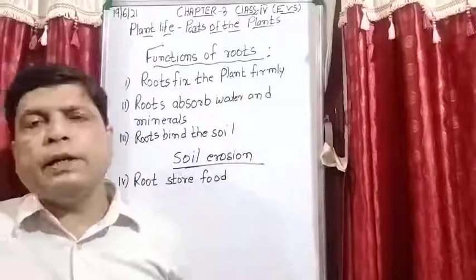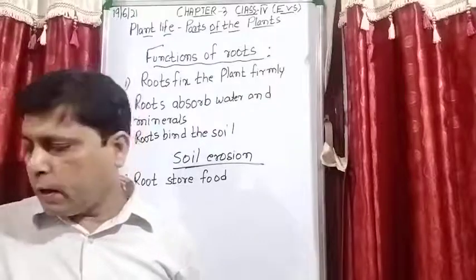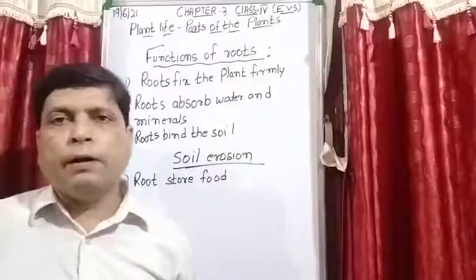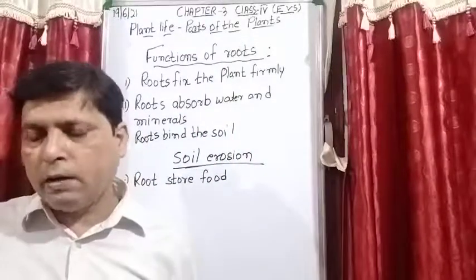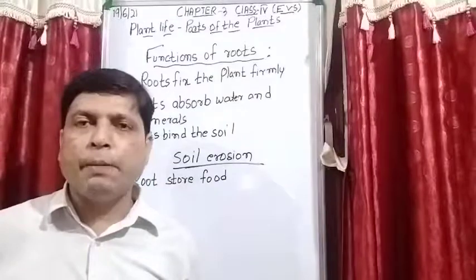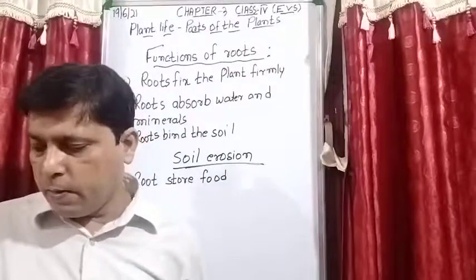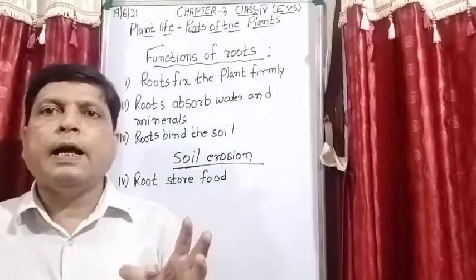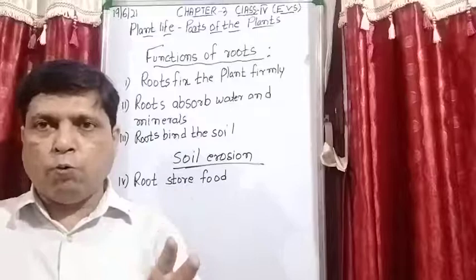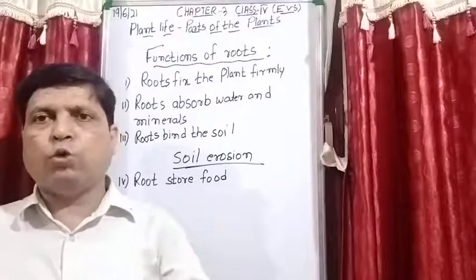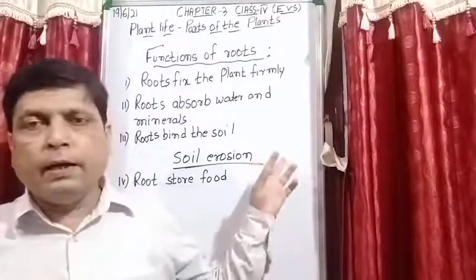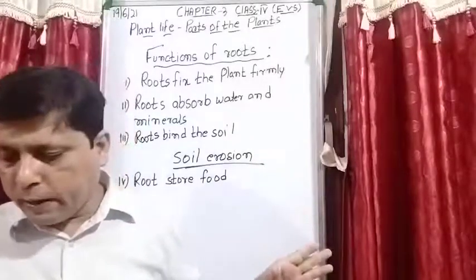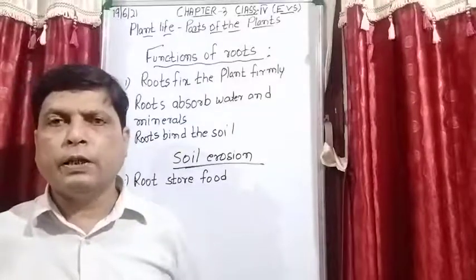So let's do a little recapitulation. What are the functions of a root? First, roots fix the plant firmly to the ground. It means that the roots of the plant attach the plant to the ground. Is it clear? It means they give support to the plant to stand in a vertical position. They support the plant and hold it firmly in the ground.